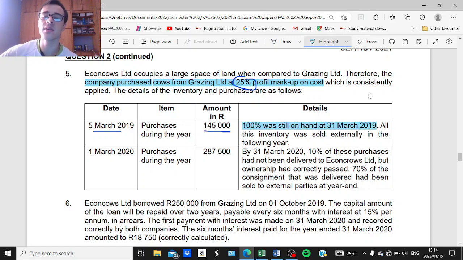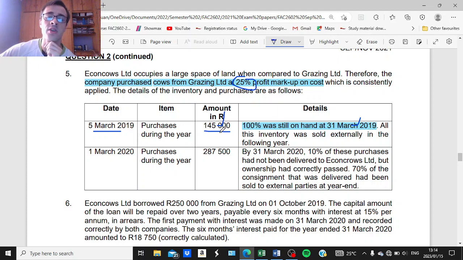So in respect of this 145, 100% was still on hand on the 31st of March 2019. So at the end of the previous year, the subsidiary Econ Cows Limited had the inventory of 145,000 as part of its closing inventory. Okay, and if that was included in the closing inventory of the previous year, it would have been included in the opening inventory for this year. Okay, so the amount that includes unrealized profit in opening inventory for the subsidiary is 145, because this entire amount was still on hand as at the end of the previous year.